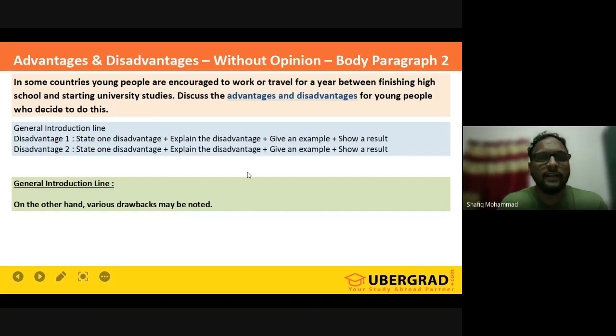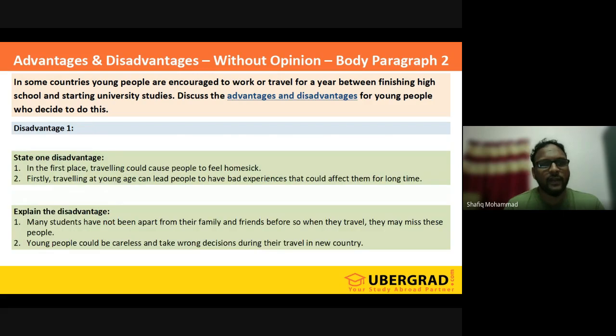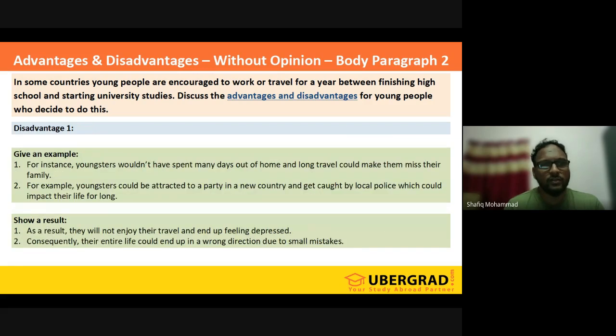So this is the entire thing. You need to state one advantage or disadvantage, explain it, give an example and show the result. This is what you're going to do in body paragraph 1 and body paragraph 2. And then let's see what the conclusion is.